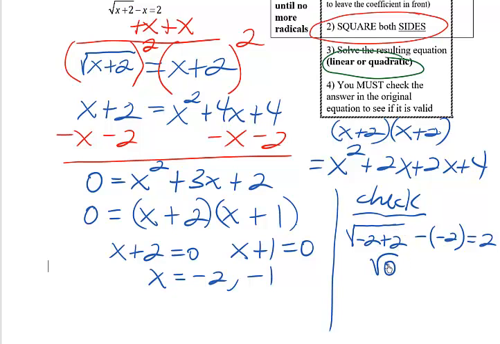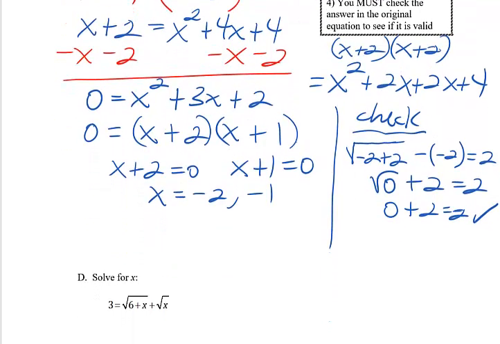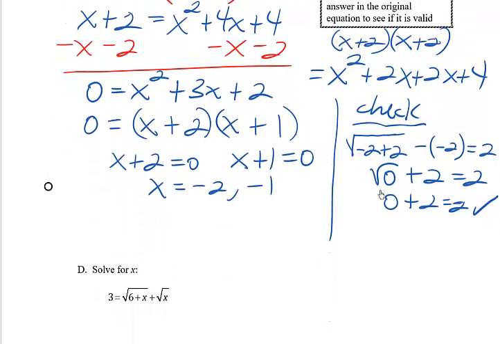That's just a 0 inside that square root. This becomes +2. The square root of 0 is 0. 0 plus 2 is certainly 2. So that guy checks out. That worked just fine. Then I'll need to do the same thing to check the other equation.